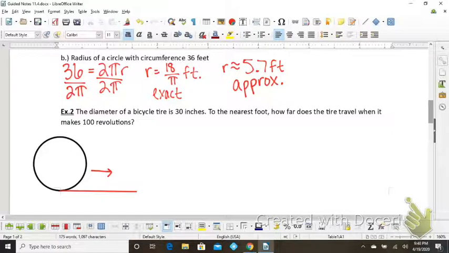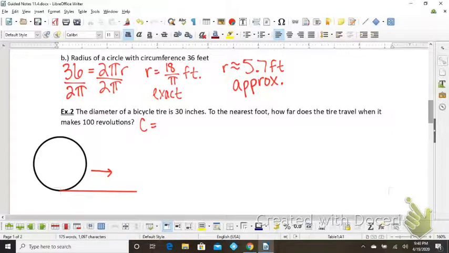We also want it to be in the nearest foot. They gave the diameter in inches, so we'll also have to deal with that. So let's first find just the circumference. We'll go ahead and calculate it in inches, and then we can convert it.